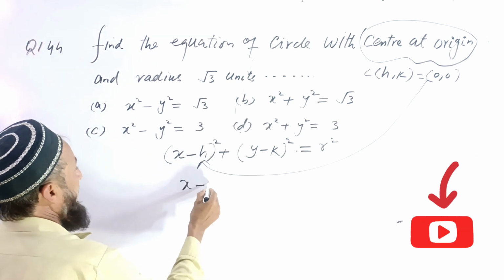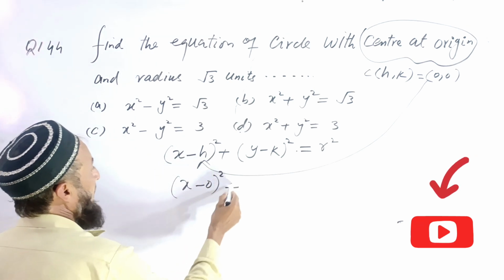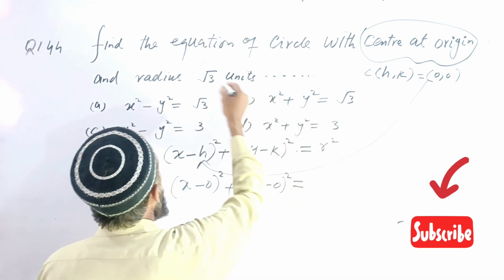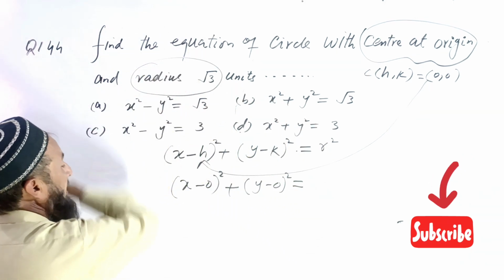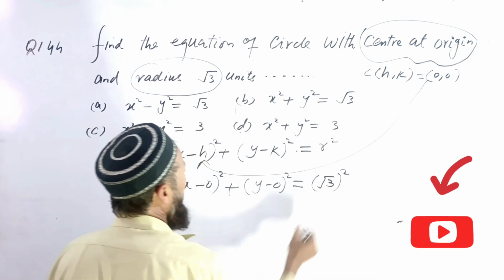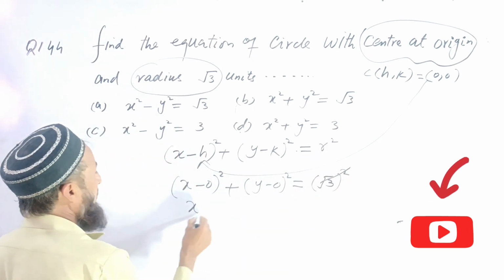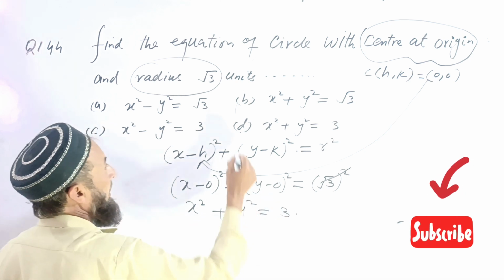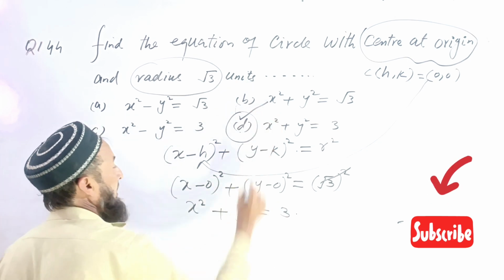We get (x minus 0) whole square plus (y minus 0) whole square, and r is the radius, which is given as 3 under root, whole square. So this will be cancelled. x square plus y square is equal to 3, and here option D is the correct option.